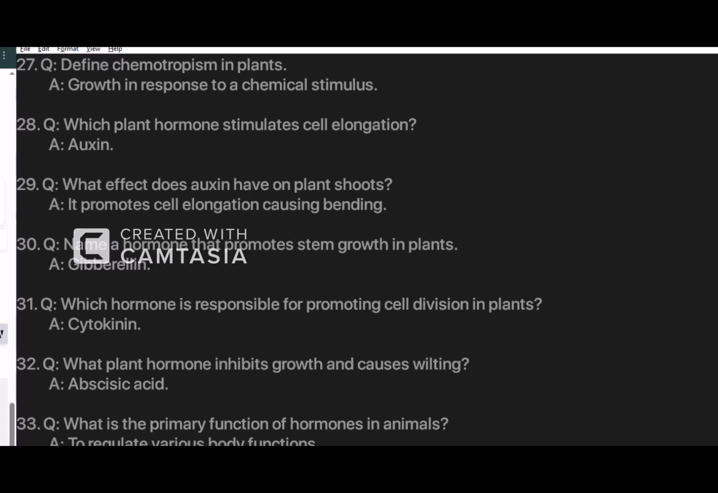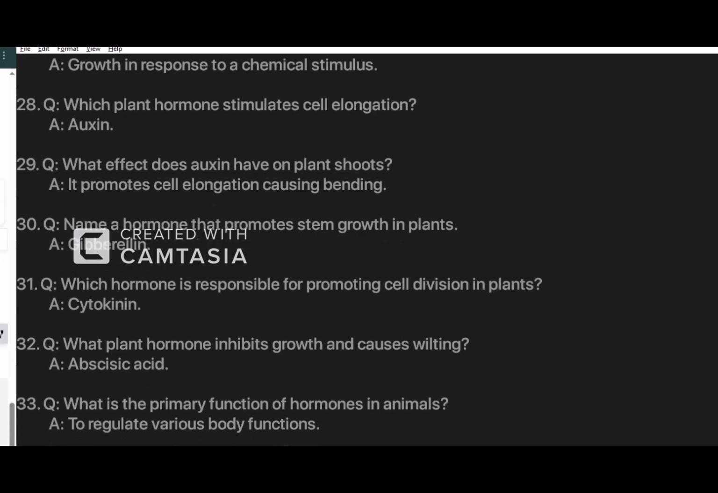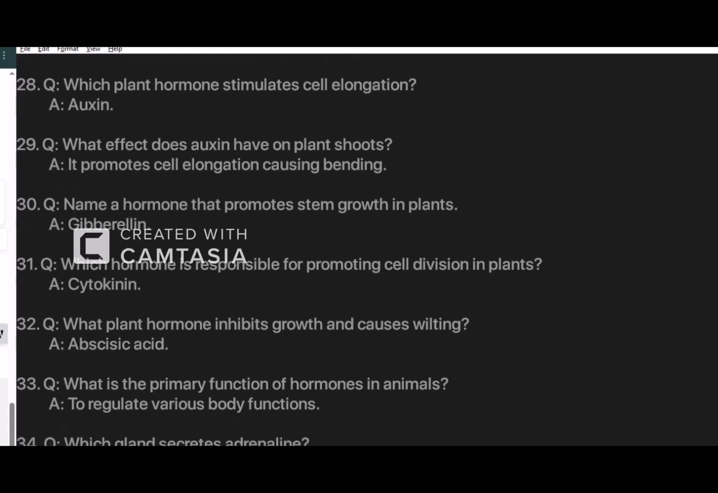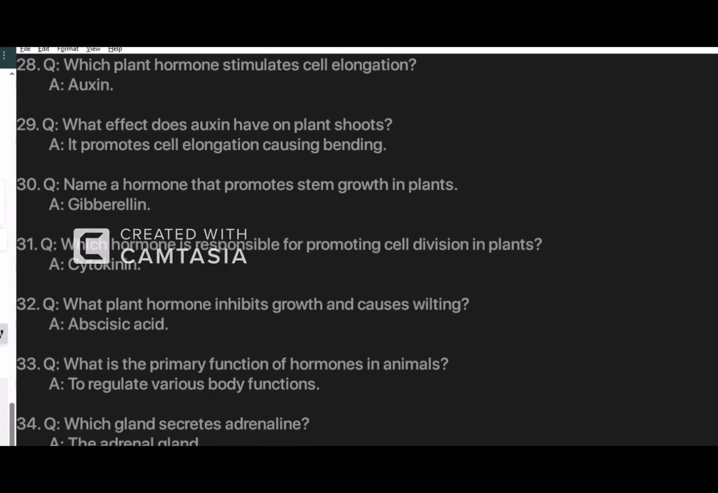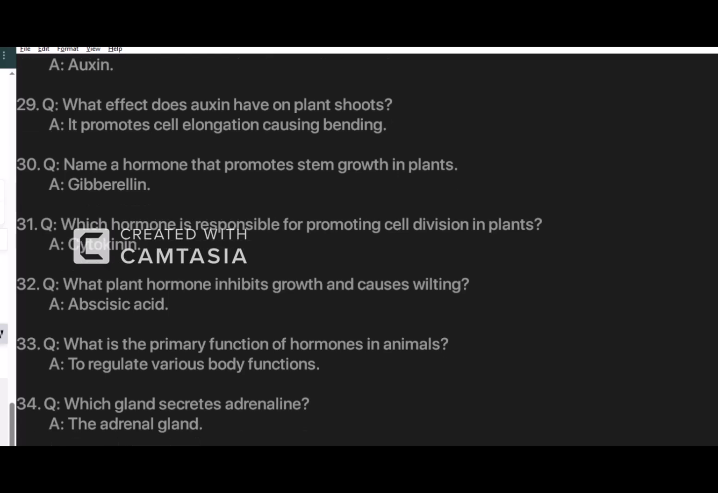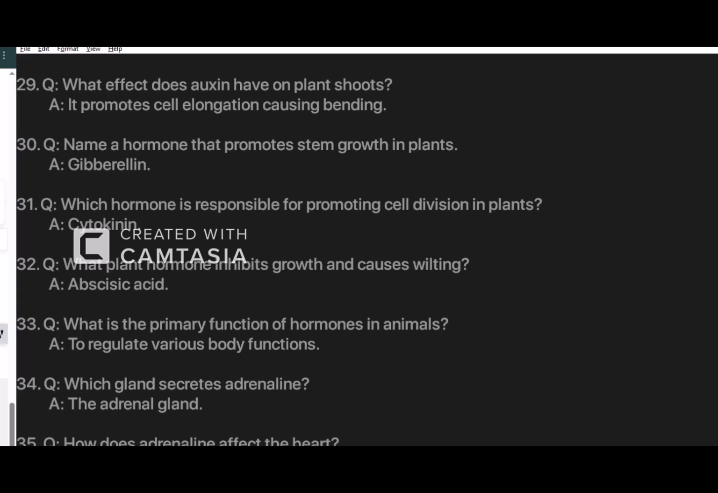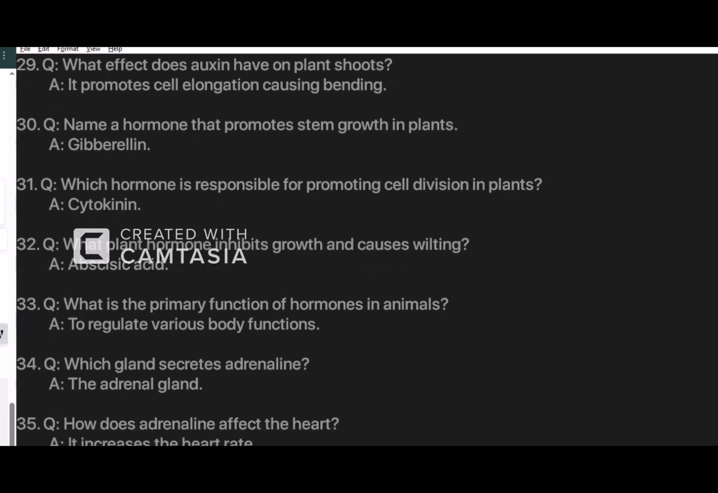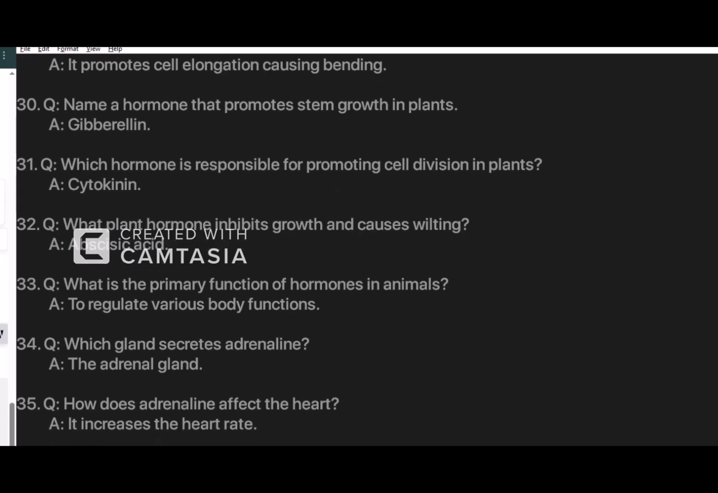32. Q. What plant hormone inhibits growth and causes wilting? A. Abscisic acid. 33. Q. What is the primary function of hormones in animals? A. To regulate various body functions. 34. Q. Which gland secretes adrenaline? A. The adrenal gland. 35. Q. How does adrenaline affect the heart? A. It increases the heart rate.